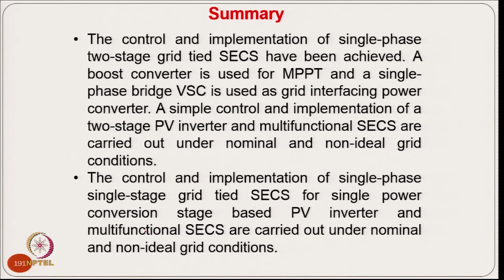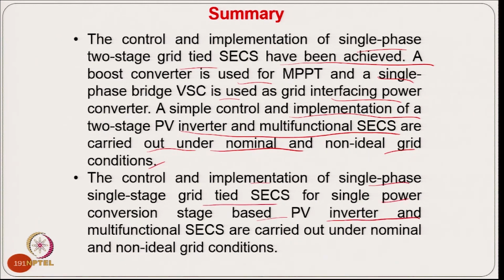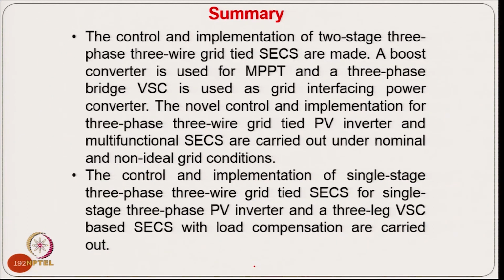Like the control and implementation of a single phase 2-stage grid tied solar PV system have been achieved, and a boost converter is used for maximum power tracking, and a single phase bridge voltage source converter is used as the grid interfacing power converter, and the control and implementation of the simple and multifunctional system are carried out under nominal and non-ideal conditions. The control and implementation of a single phase single stage grid tied solar PV inverter and multifunctional are carried out under nominal and non-ideal grid voltage conditions. So, control and implementation of a 2-stage 3-phase grid tied system are made.